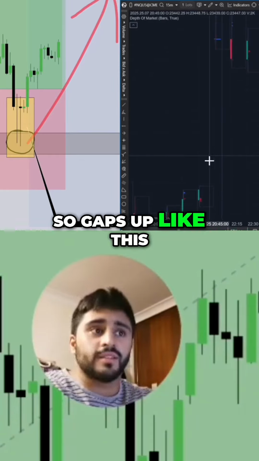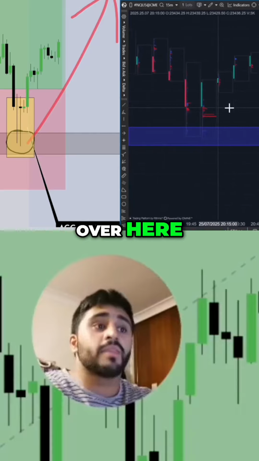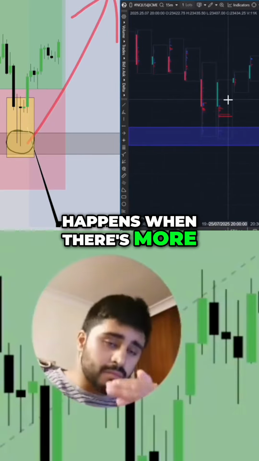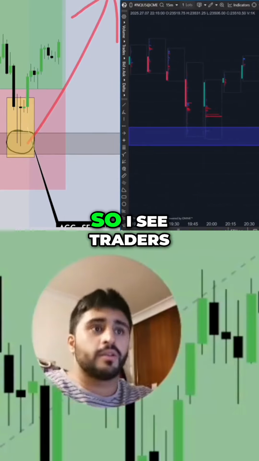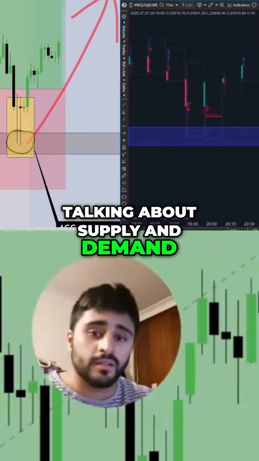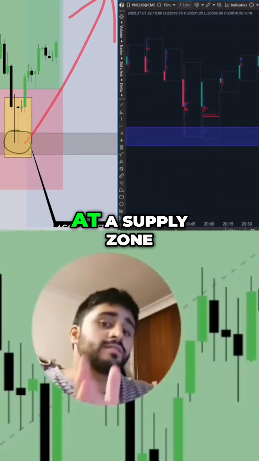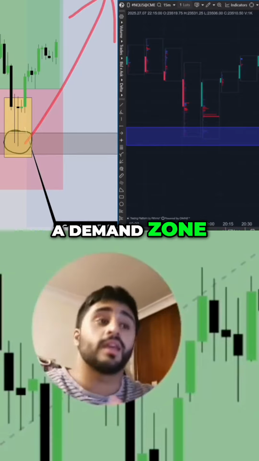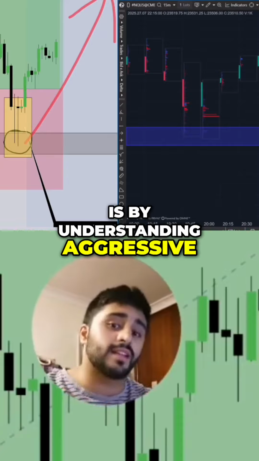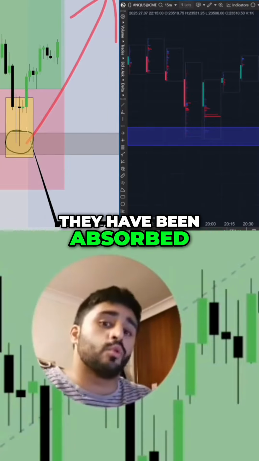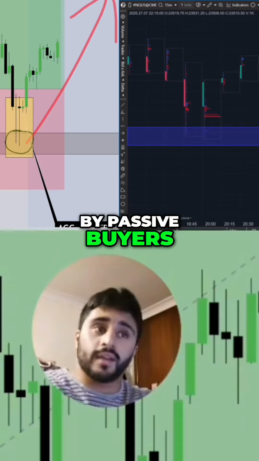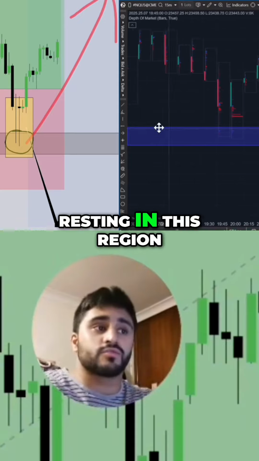Gaps up like this, so you can see this massive gap up over here, happens when there's more demand than there is supply. I see traders talking about supply and demand. The only way you can see whether you're at a supply zone or in this case a demand zone is by understanding aggressive sellers have failed. They have been absorbed by passive buyers, right? Buy limit orders are resting in this region.